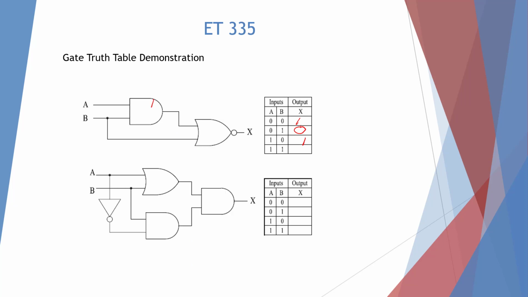Okay, so we have a 1, 1, which would be a 0. Let's go to our next one. So we have a 0, 0. This one is going to be a 1, and this is going to be a 0.